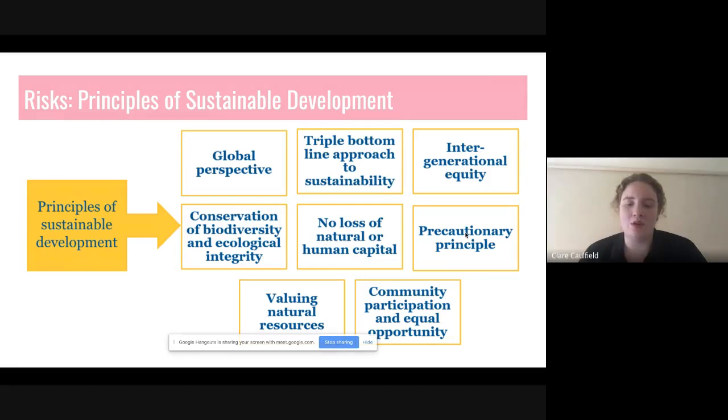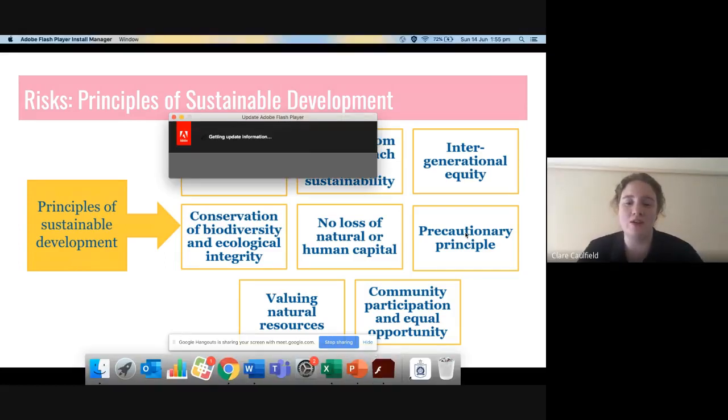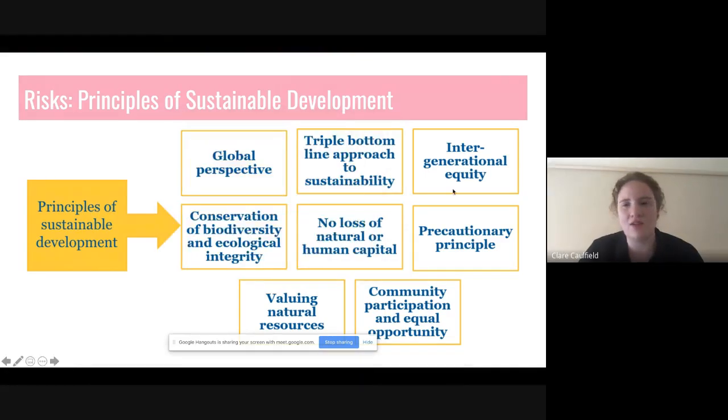But we want to make sure that we are not going to lose natural human capital. No one's going to be harmed or damaged from our project. A triple bottom line is that it's got to be good for people, planet, and profit. That it doesn't benefit one generation over another generation, so that's intergenerational equality.